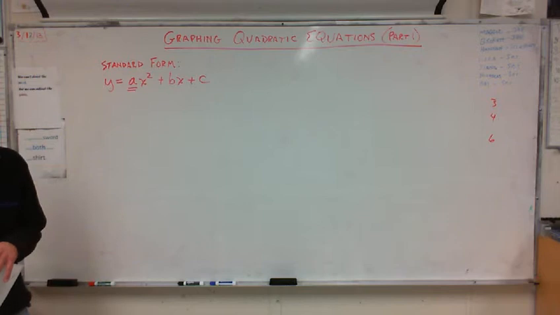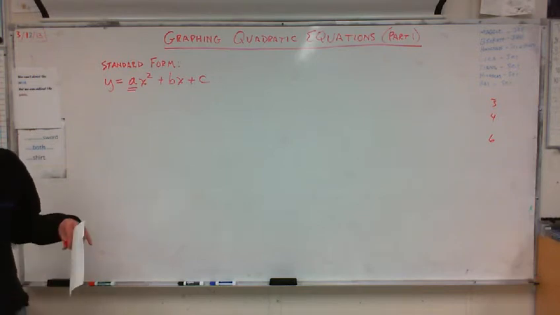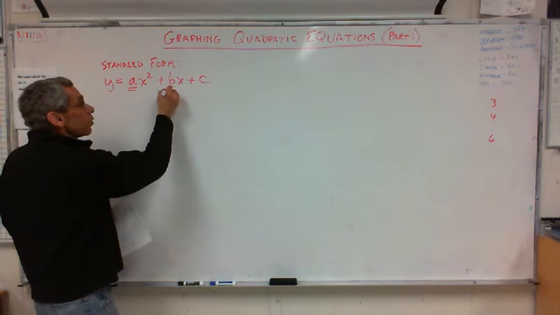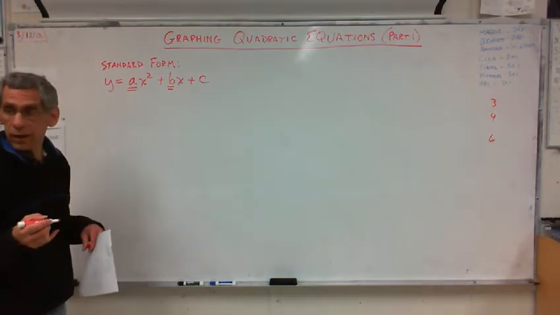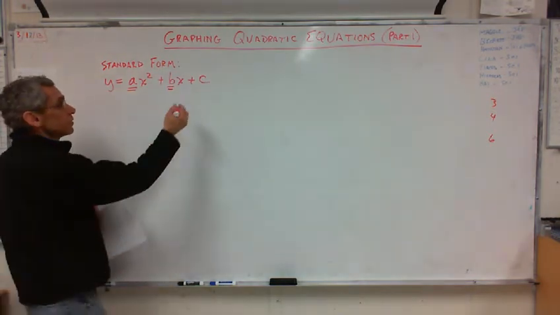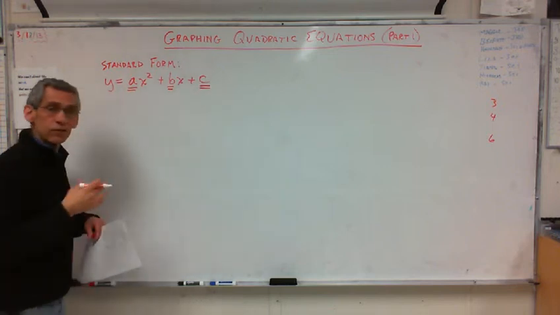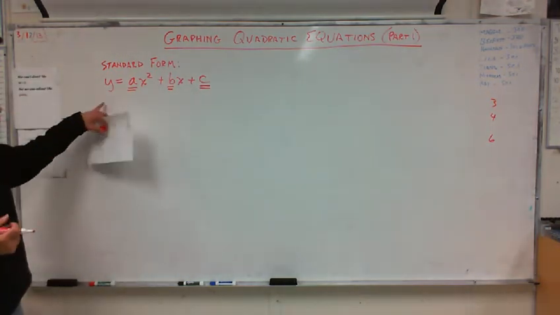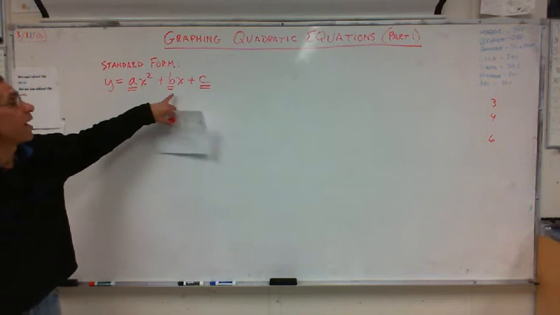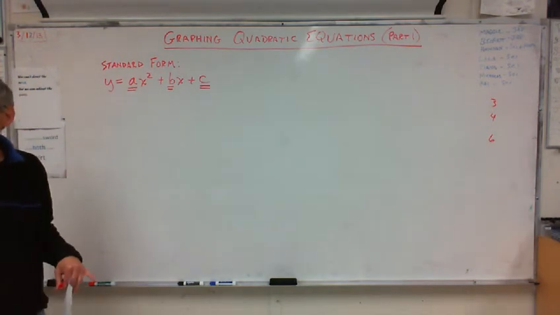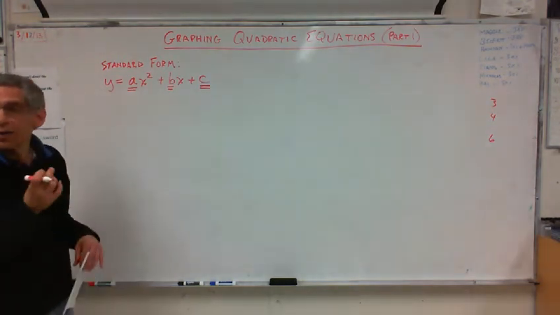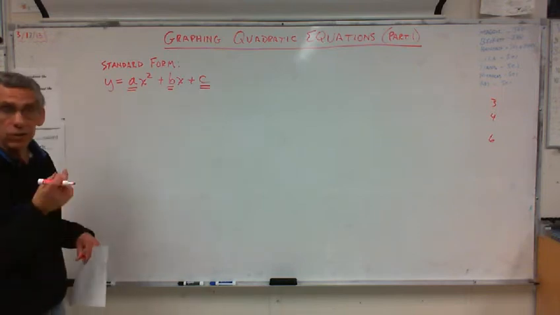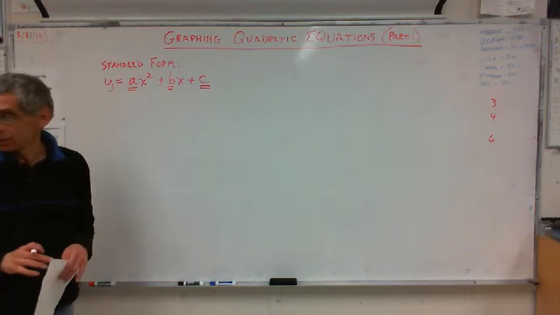The a is a real number, like 2 or 1 or 7 or 12, or negative 15. b is always a number, a real number. And c is always a real number. They're not left as variables. They're real numbers, okay? And so it might be y equals 2x squared plus 5x plus 7 or something like that. But we're going to talk about what does the a do in terms of graphing? What does the b do in terms of graphing? And what does the c do in terms of graphing?